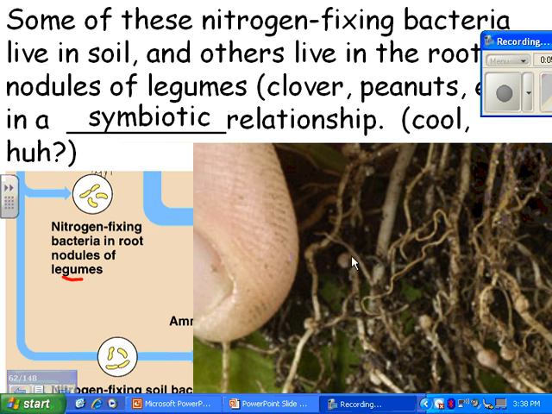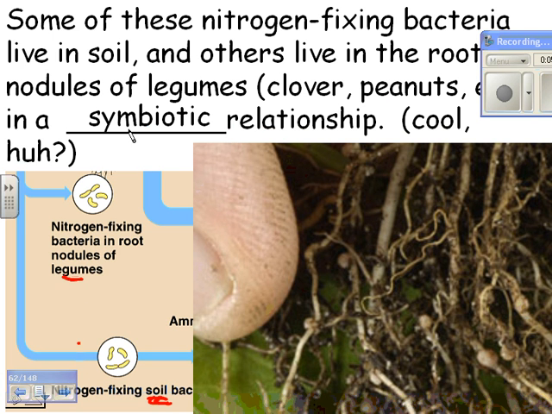Which is so cool. So anyway, here's maybe clover roots, and if you look right here, those are root nodules. These form when bacteria invade the roots and stimulate the formation of these root nodules. The bacteria get a nice place to live with sugar that the plant made, and the plant gets nitrogen, so it's a win-win. So it's not just a symbiotic relationship, it is mutualism, which means that both are getting something good out of the deal.